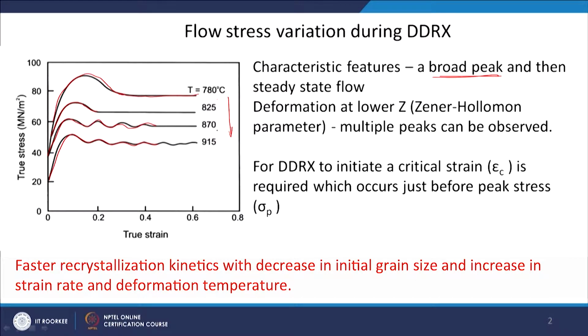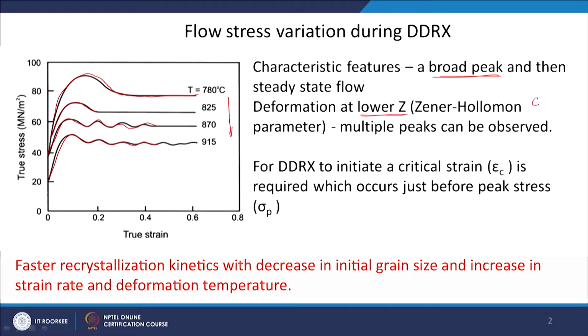The temperature effect you can see here: as temperature increases, you have started seeing these multiple peaks. A similar behavior you may see when you reduce the strain rate. Always remember, lower Z means strain rate is low and temperature is high, and you will start seeing multiple peaks instead of one single broad peak. You can also understand that for discontinuous dynamic recrystallization to initiate, we will require some critical strain.